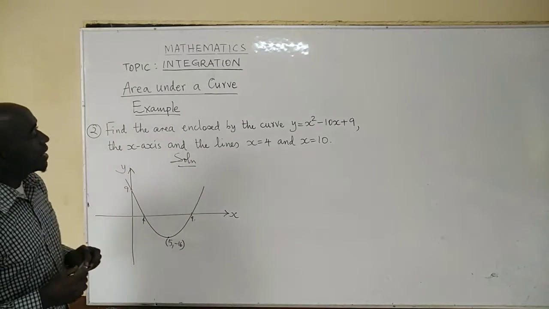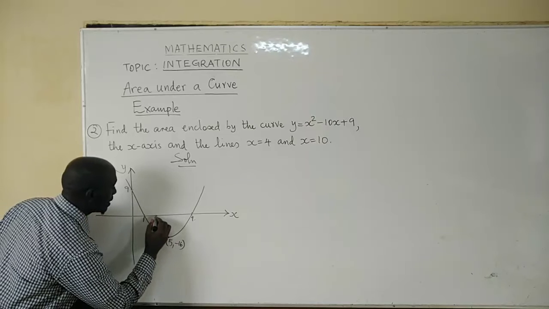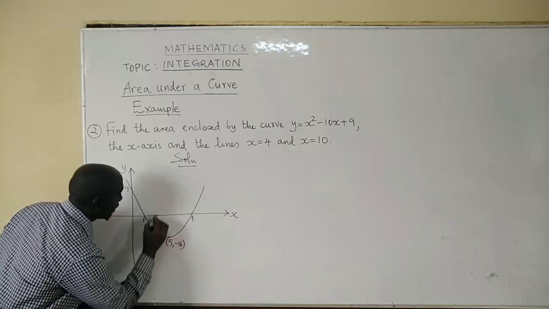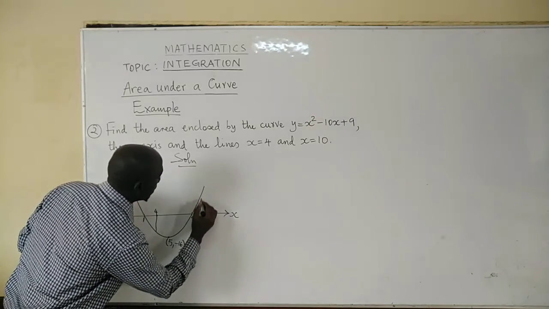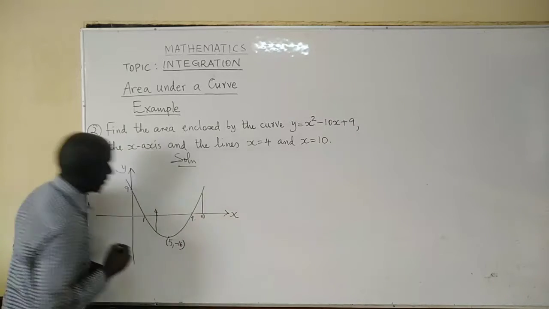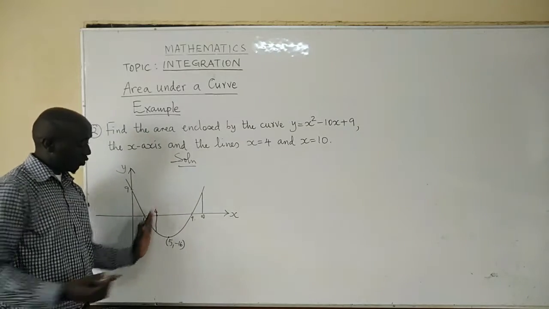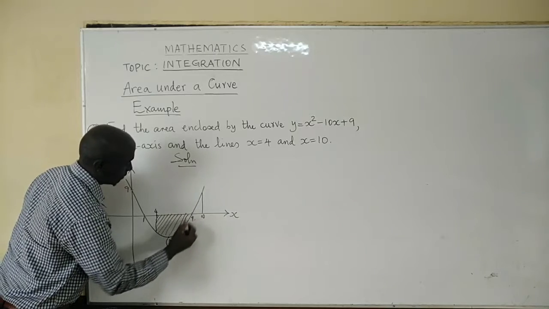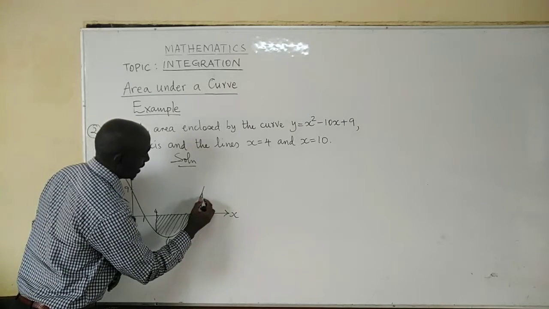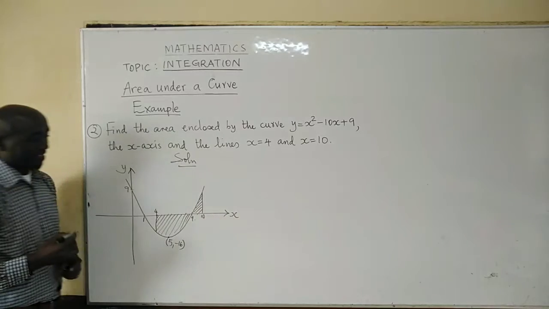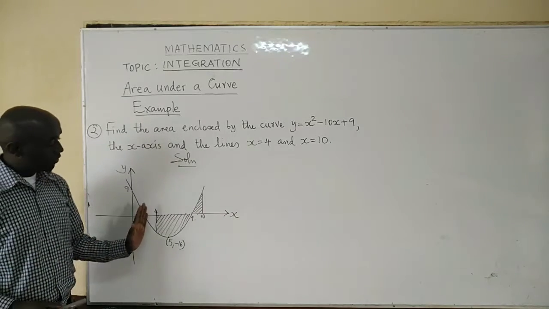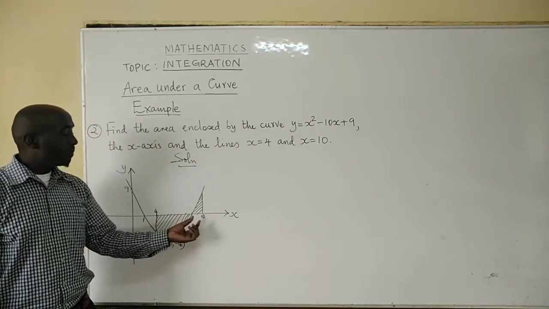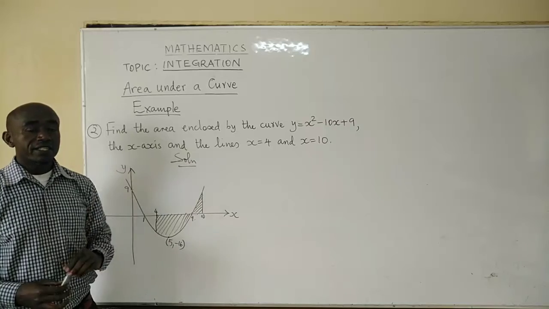Now, the region required is between the line x is somewhere there. So we draw a vertical line there. That is at 4. Then x is equal to 10 is somewhere there. So the region required is from x is equal to 4 here up to x is equal to 10. If I shade the required region, part of it is below the x-axis, and part of it is above the x-axis. So we have that region, the shaded part, between 4 and 10. So part of the required region is below the x-axis, and part of the required region is above the x-axis.